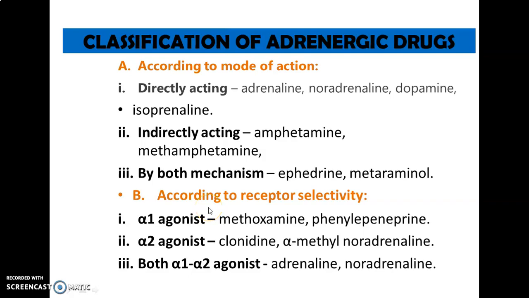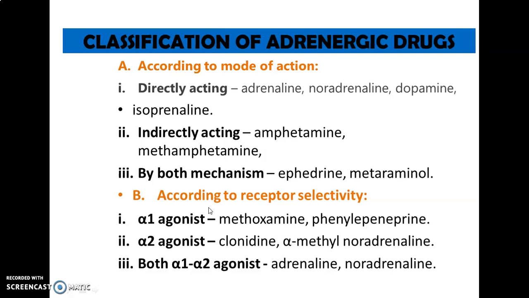In this session, we are going to cover classification of adrenergic drugs, structural activity relationships, different structures of the adrenergic agents, and uses of the adrenergic systems. The adrenergic drugs are classified in different manner according to the mode of action. These are classified as direct acting, indirect acting, and by both mechanisms.